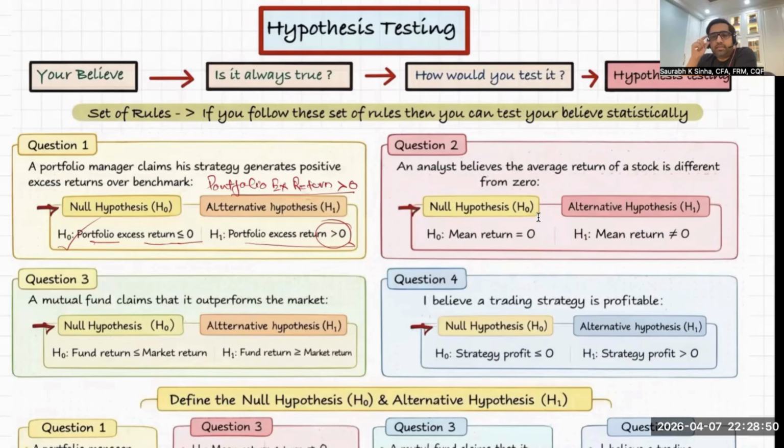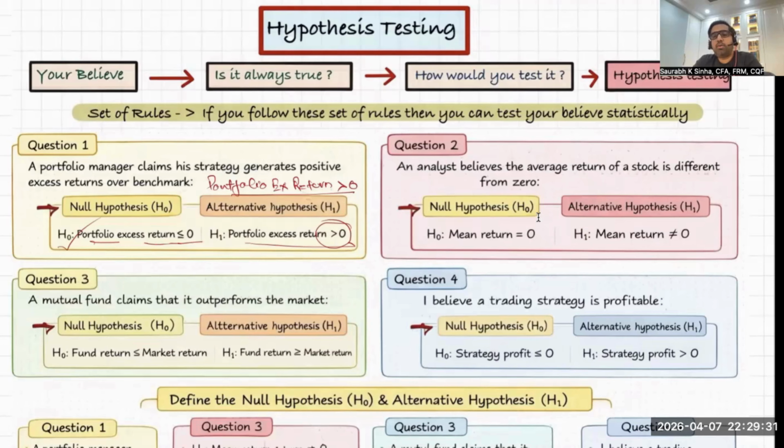Now, there is a very important thing that I have to discuss. Once you define the alternate hypothesis, you can also immediately understand whether the test is going to be a right tail test, left tail test, or two tail test. For example, we discussed the first question, where the portfolio manager claims his strategy generates positive return. So, excess return greater than zero is my alternate hypothesis.